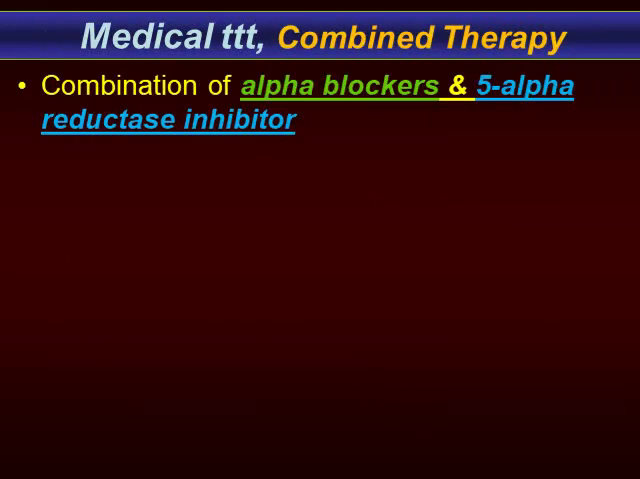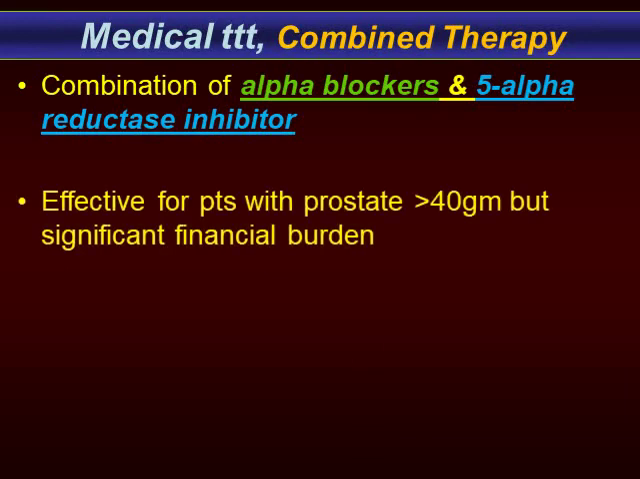I could use a combination of an alpha blocker with a 5-alpha reductase inhibitor. There is no problem. This would be suitable for patients with prostate size more than 40 grams, but this will be a significant financial burden because both drugs are very expensive, and as we said, the patient would require medication for a very long time. It could be months or years.